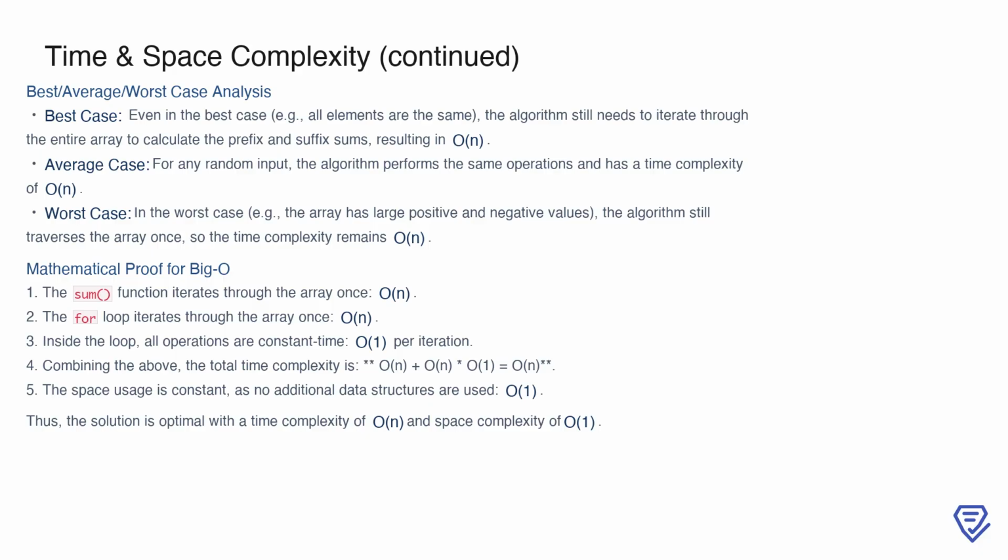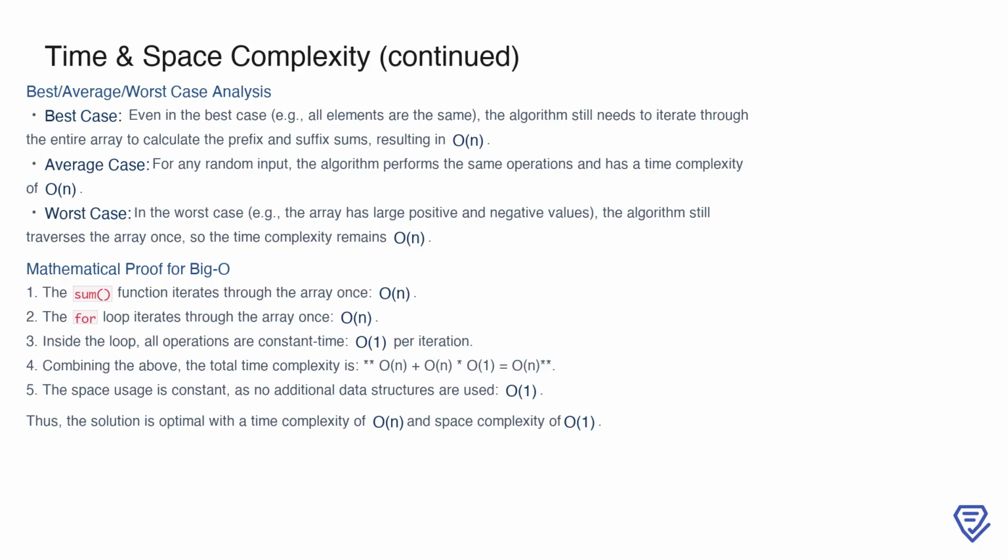In the best case, such as when all elements in the array are identical, the algorithm still needs to traverse the entire array to compute the prefix and suffix sums, resulting in O(n). In the average case, for any random input, the same operations are performed, so the time complexity remains O(n). Even in the worst case, for instance, when the array contains large positive and negative values, the algorithm still processes each element in a single pass, maintaining its O(n) time complexity.